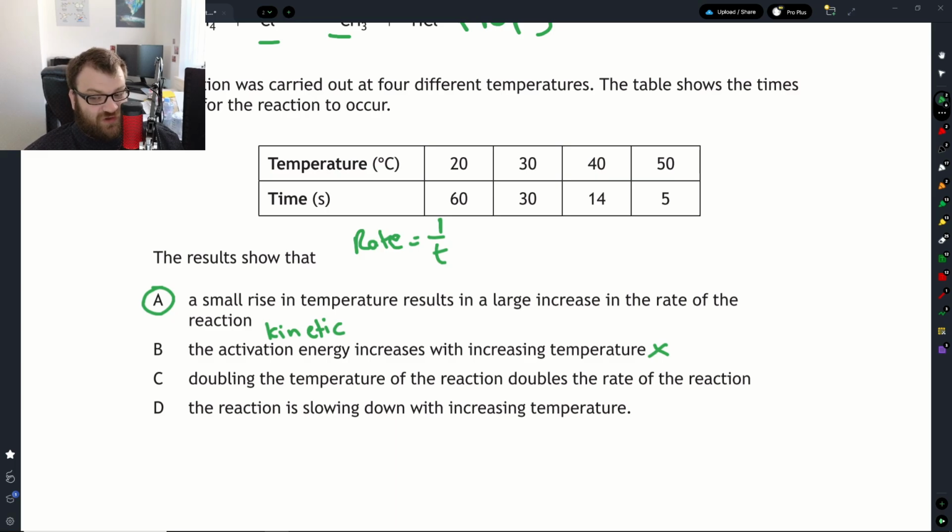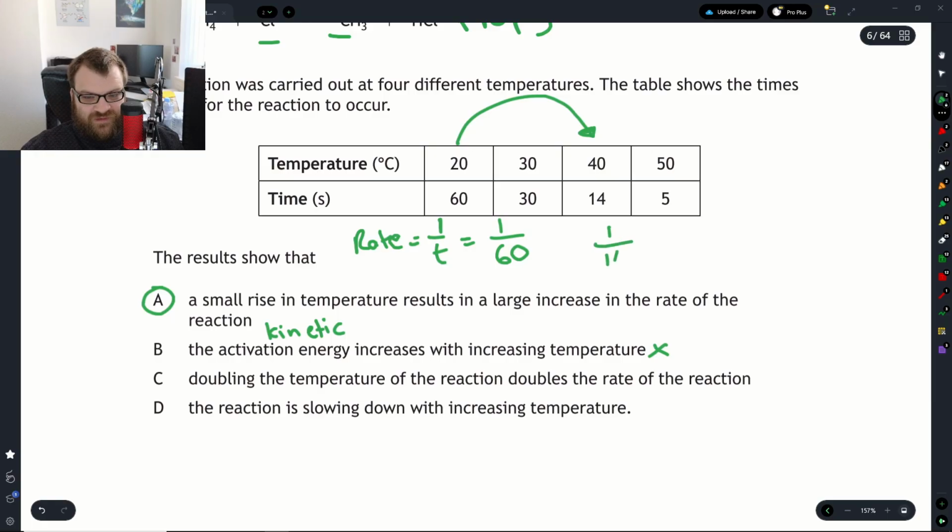Doubling the temperature of the reaction doubles the rate of reaction. That would mean that we are dealing with these two here. So we're going from 20 to 40. Well, if we put those values in, we've got 1 over 60 for temperature 20, and we've got 1 over 14 for temperature 40 degrees. That is not a doubling of the rate, meaning that C is incorrect. The reaction is slowing down with increase in temperature, while the time it takes for the reaction to happen is getting smaller with temperature, meaning that D is incorrect.